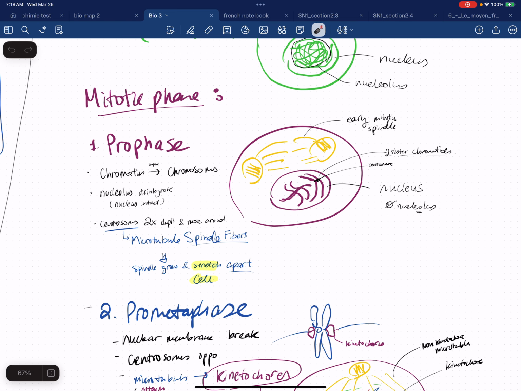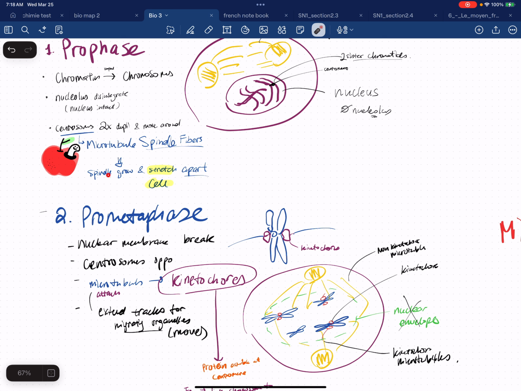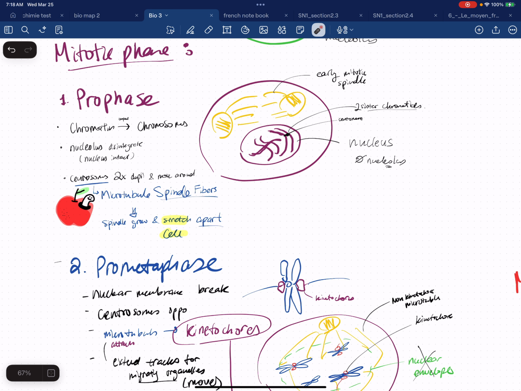The first one is the prophase, which is chromatin turning into chromosomes, and the nucleolus will disintegrate, but the nucleus is still intact. So the inner nucleolus will be gone, but the nucleus itself is still there in the prophase. So chromosomes are duplicated, I guess I could say in G2 or prophase, and microtubule spindles will be formed. That's kind of contradictory, we said that was in the G2 phase. These spindles will stretch apart the centrosomes, which will also stretch apart the cell.